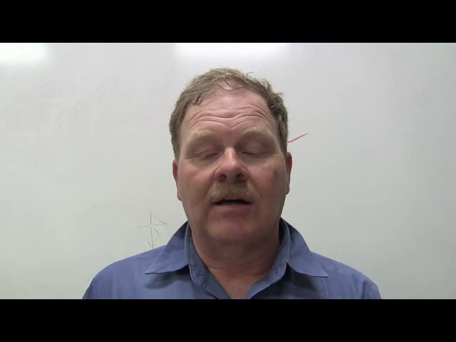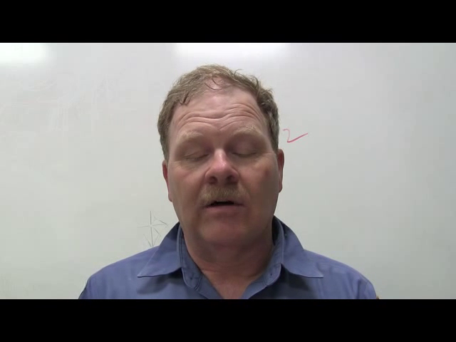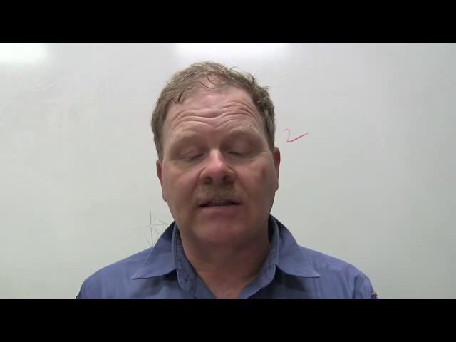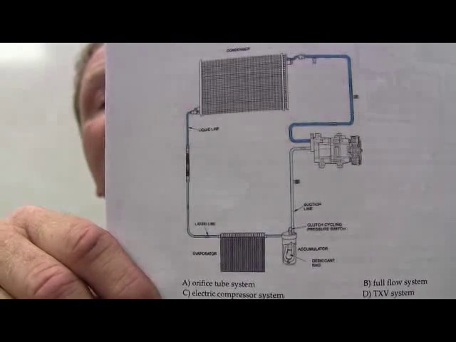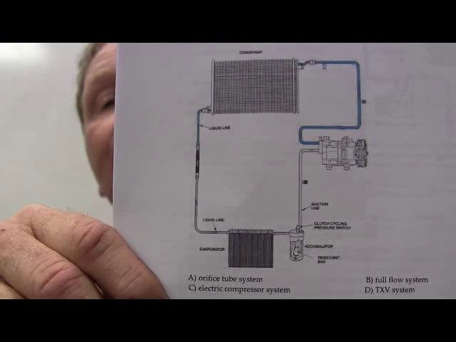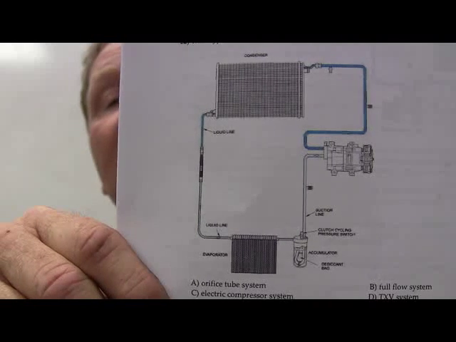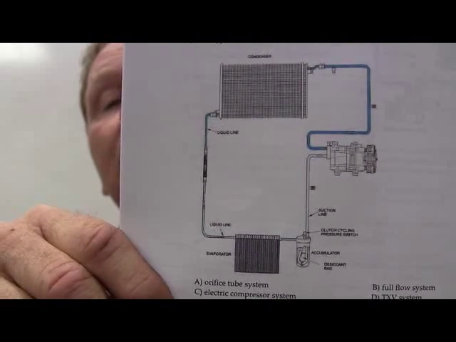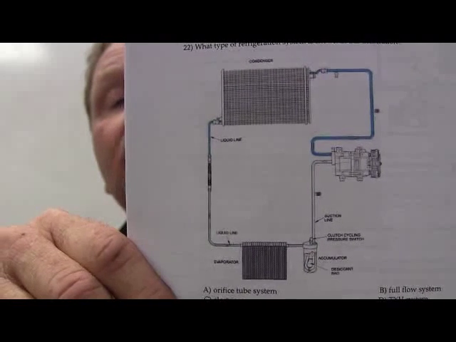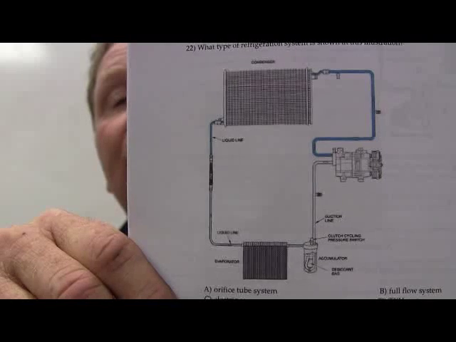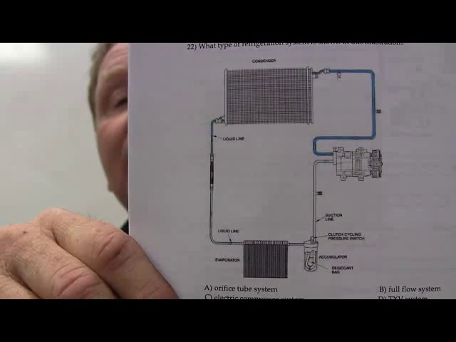Now then, we got a little picture here. What type of refrigerant system is shown in this illustration? Okay, what is the heat exchanger at the bottom? Okay, what's the one at the top? Does this have an accumulator or receiver dryer? Does it have an expansion valve or an orifice tube? An orifice tube. So what kind is it? Give me an answer, okay? I said it has an orifice tube, right? All right. That's basically an A there.